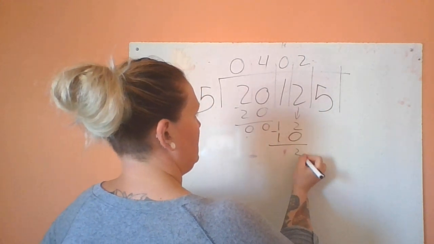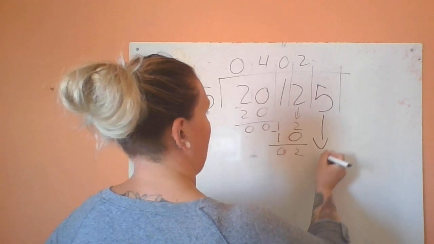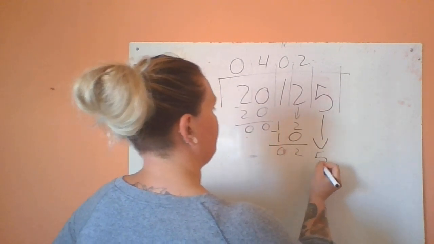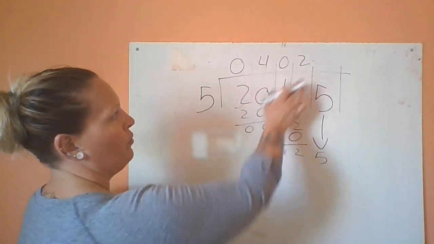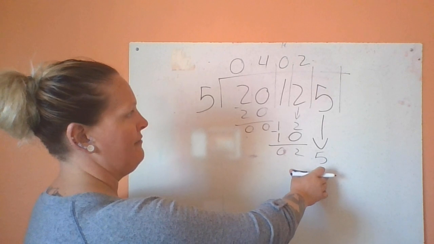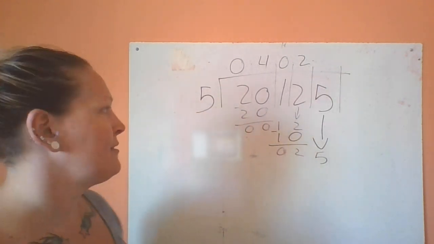2 minus 0 is 2, 1 minus 1 is 0. So now I need to bring my 5 down because I'm done with that part. Okay, so we're complete all the way over until our 25. Now we're on our ones part. We are almost done with this one.